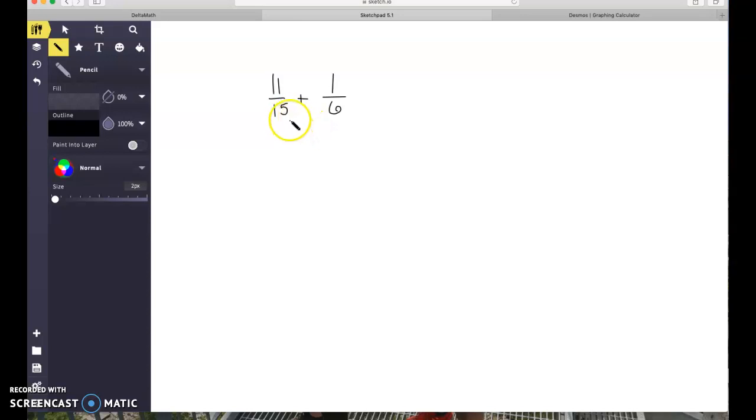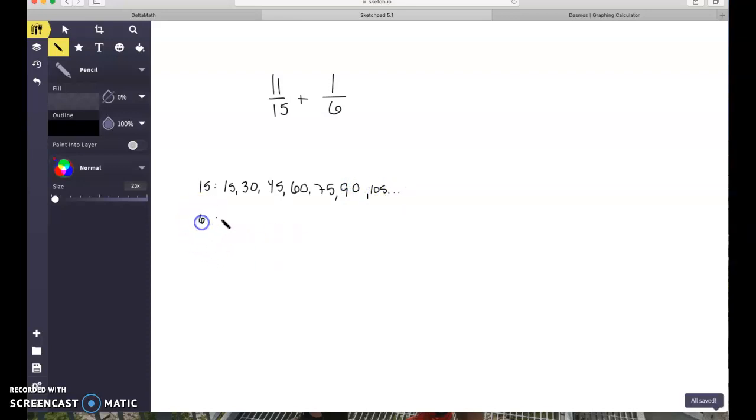So in order to do that, we have to have a common denominator. And there's a couple of different ways that you can go about finding a common denominator. Right, so you could look at your multiples of 15, which are 15, 30, 45, 60, then 75, 90, 105, and so on, and it continues on.